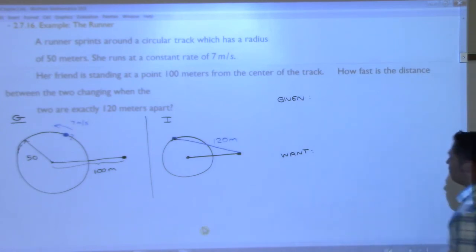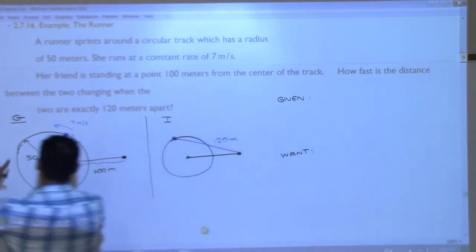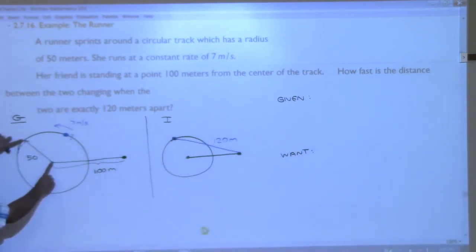Can you tell me what I want or what I'm given? dr/dt is what? Which one of those things up there is dr/dt? The radius of the track. R is 50, but it's fixed, isn't it? Isn't the radius of the track fixed? That's never changing, right? So we do not want to assign a variable to this because it's always 50, no matter where she is on the track.